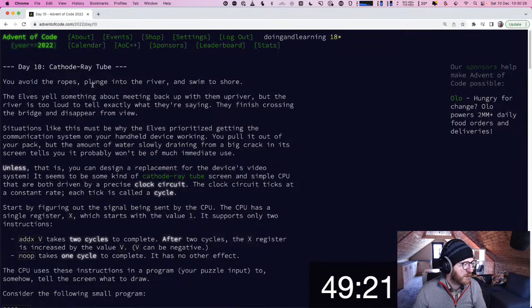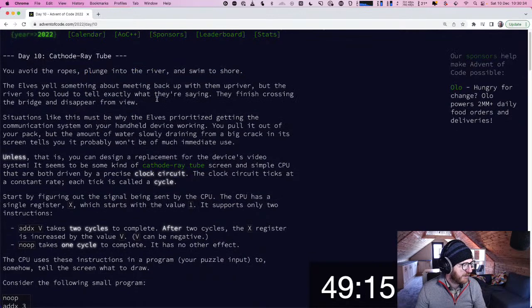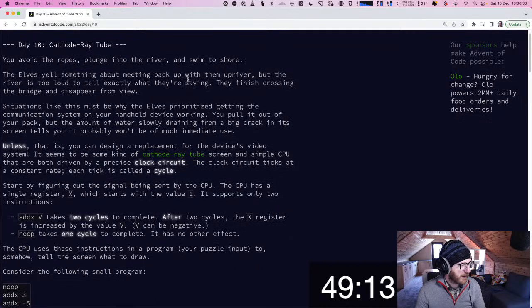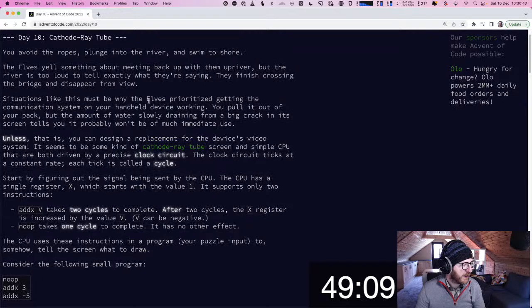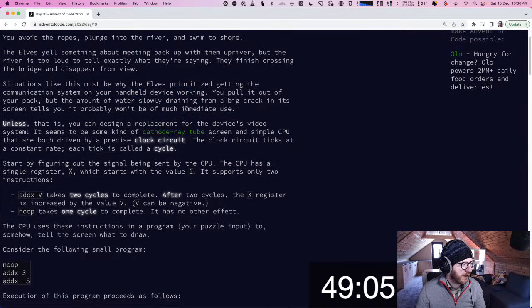Okay, we avoid the rope. So the last puzzle was about a rope that was swinging across a river. You avoid the ropes, plunge into the river, and swim to shore. The elves yell something about meeting back up with them upriver, but the river is too loud to hear exactly what they're saying. They finish crossing and disappear. A situation like this is why they prioritize the communication system. There are some of the earlier puzzles about that.